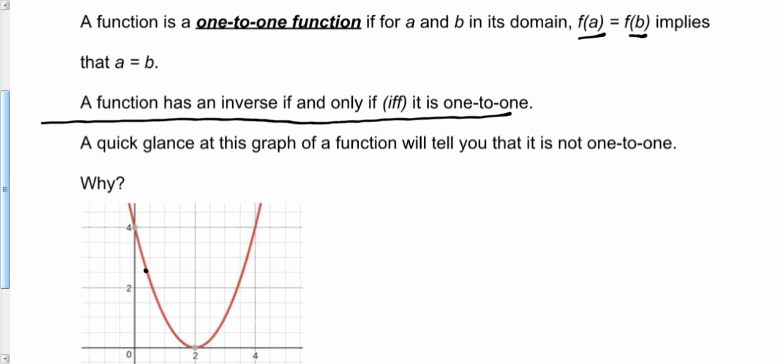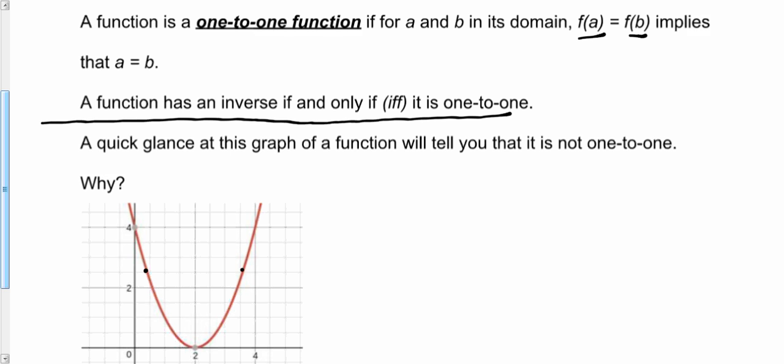Let me ask you this. That point and that point. F of 1/2 and f of 3.5. Are those two points equal? They look like it. It looks like about 2.5 for each of those. Okay? But it says if those are equal, then these two points must be equal. And are they equal, Ben? No, they're not. So this is not a one-to-one function.